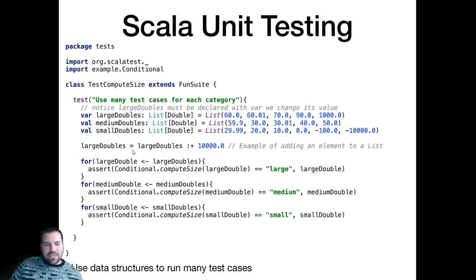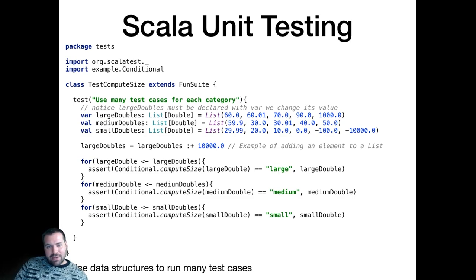So what this means is that the variable large doubles, which is storing this list, we want to reassign that to the new list that we just created. So we have to assign large doubles equals the new list with all of the values of the old list that we were using and the value 10,000 appended to the end of that list.